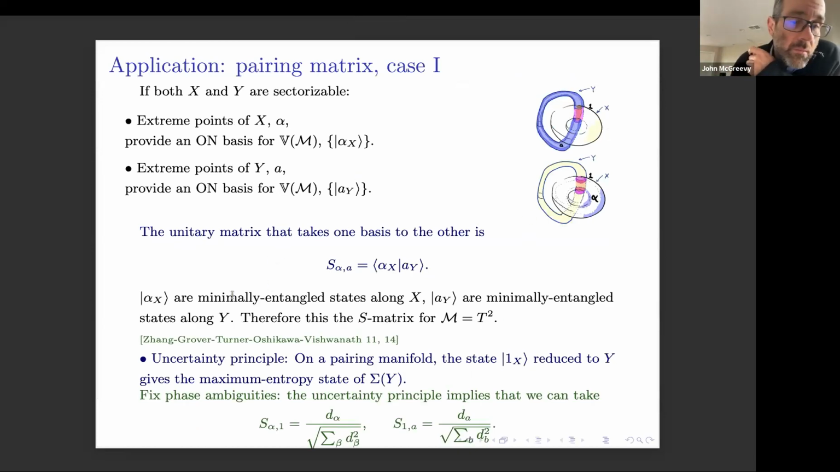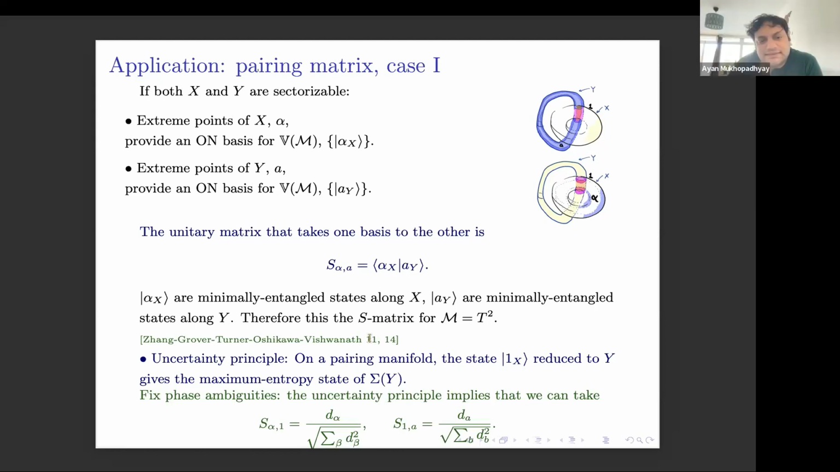And the way in which this makes contact with previous constructions of the S matrix is that this state is a minimally entangled state along X, and this state is a minimally entangled state along Y. These folks use that perspective to define the S matrix for the topological order on T2. So it's a generalization of this perspective on the S matrix. Right. From the point of view of space, it's not so obvious. It's more like an overlap between two states, the way you're defining this. That's right, just the overlap between two states.